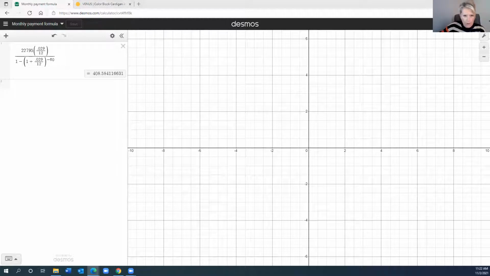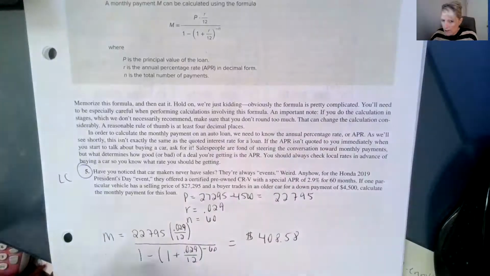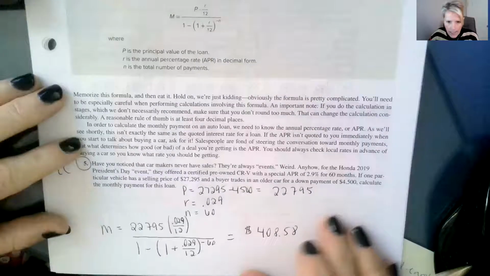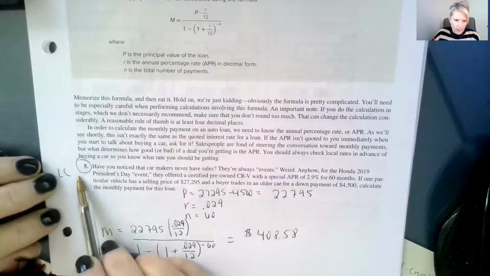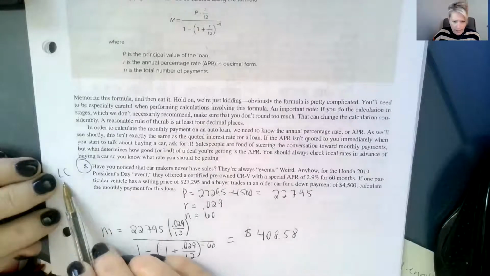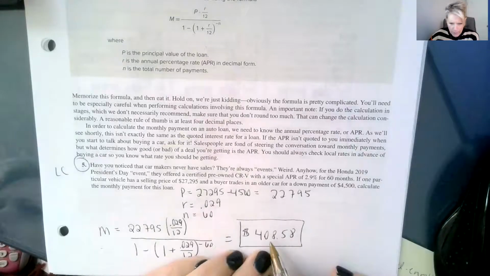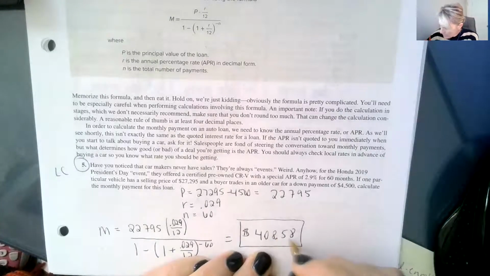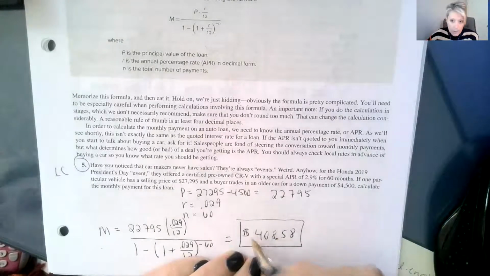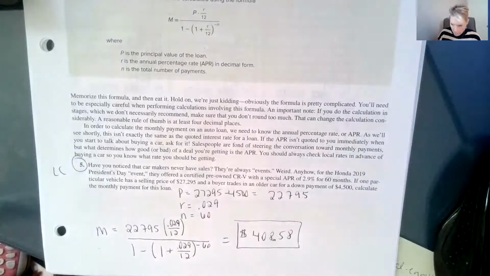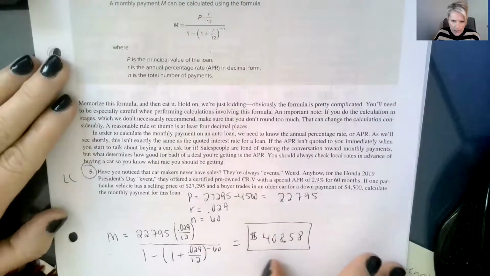So let's go back to page 289. And as a reminder, number 5 here is the lesson check for lesson 3.3. And here's the answer. And you'll type in $408.58, and then make sure you're choosing the units of dollars, of course. So that's what our monthly payment is going to be.